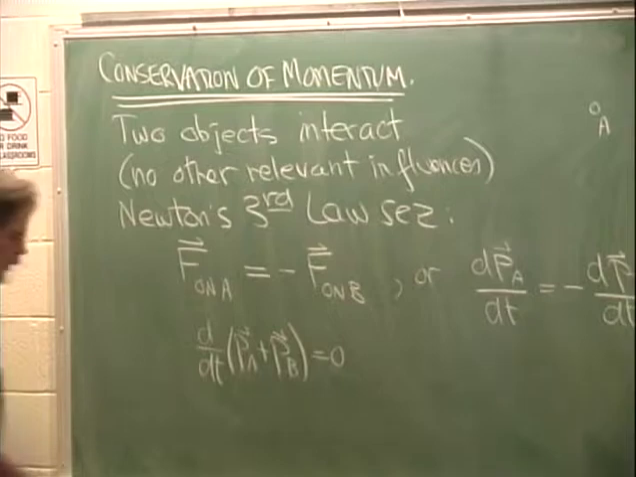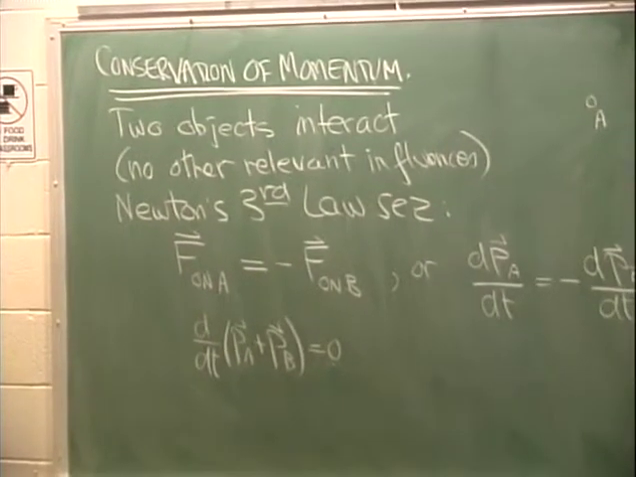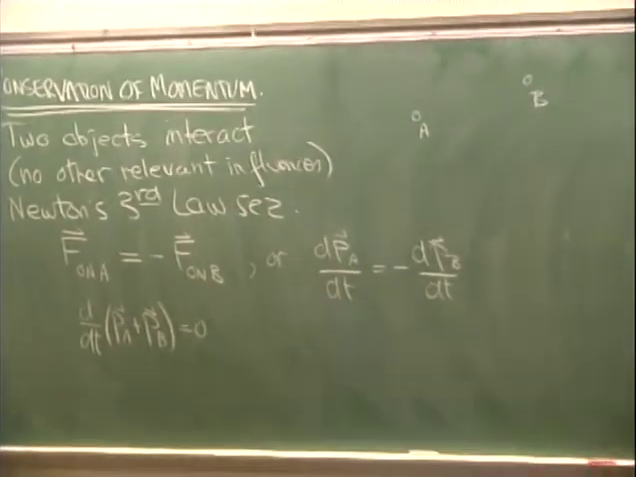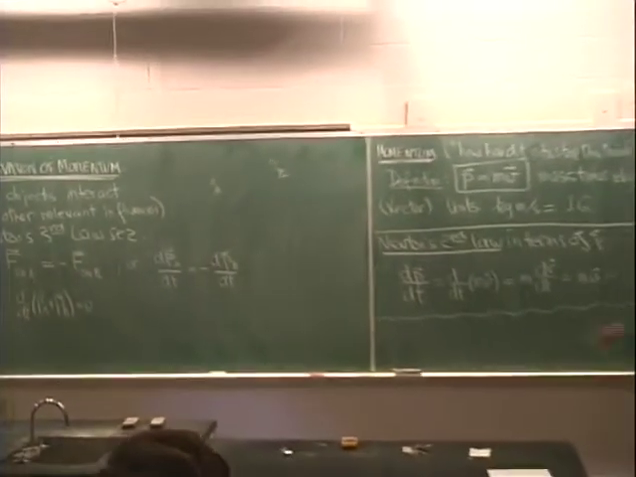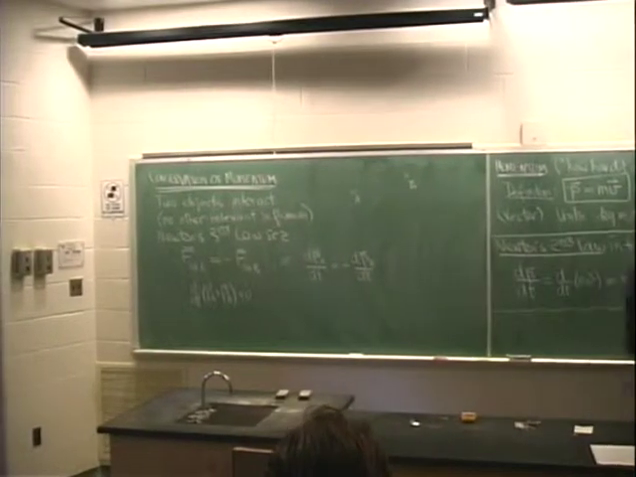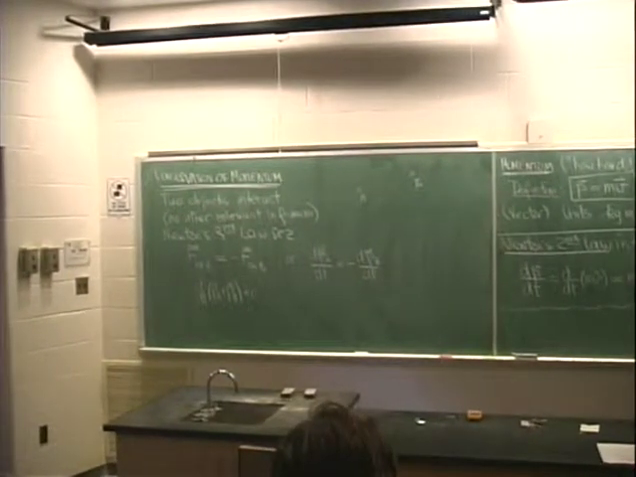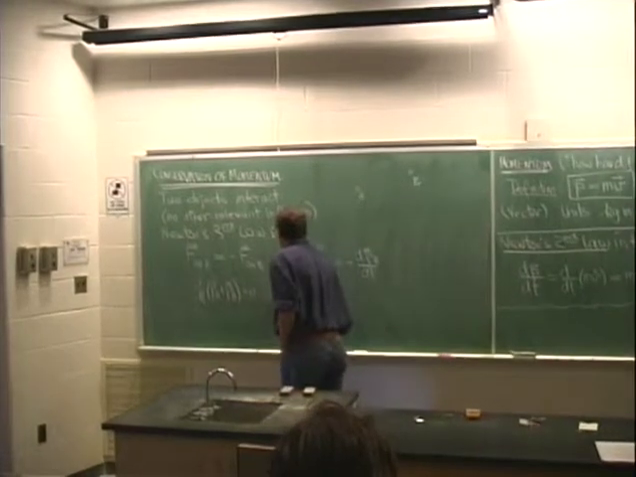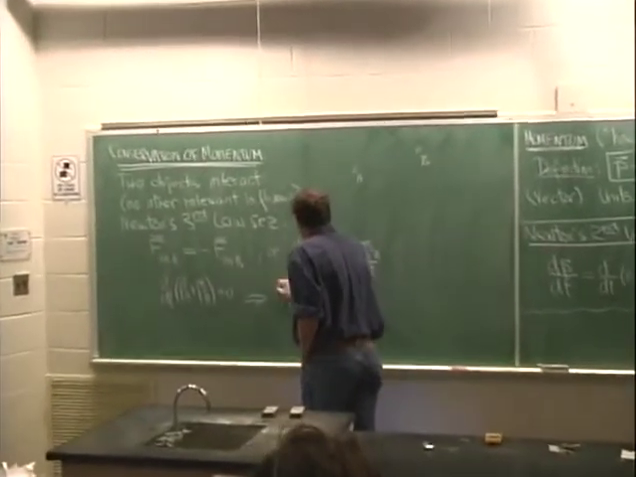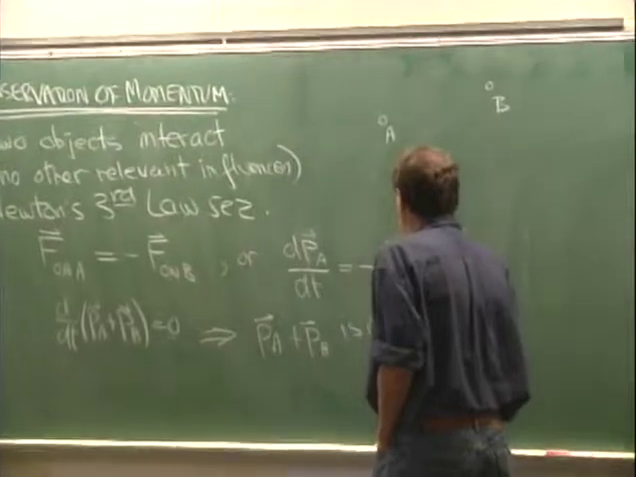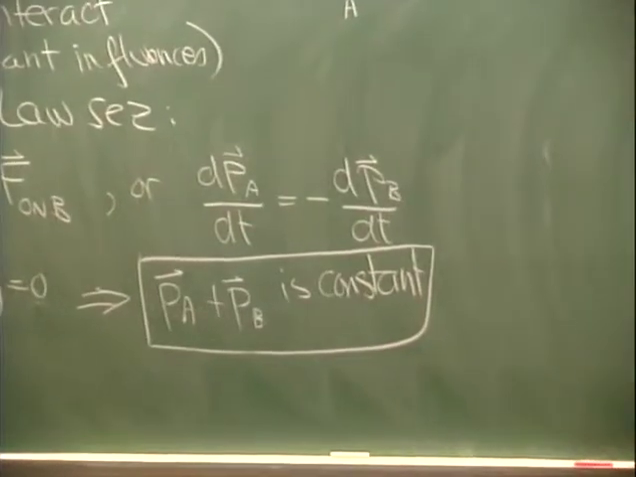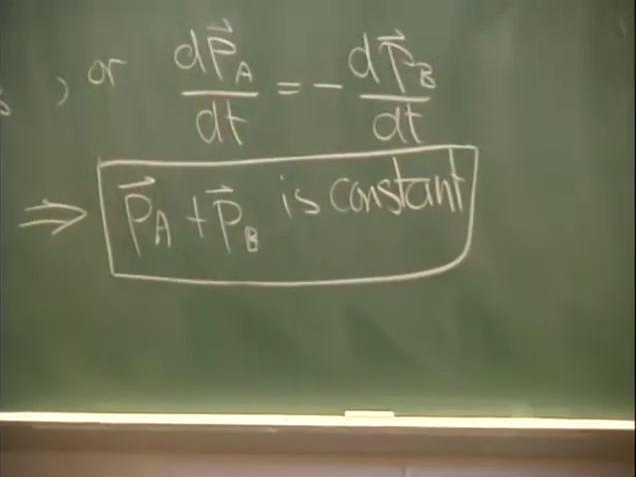What does it tell you if I say that the derivative with respect to time of some quantity is equal to 0? It's constant, right? It's not changing at all, because this is the rate of change of the sum P A plus P B, and it says that the rate of change of that sum is equal to 0. So the sum of those two is constant, it's not changing. P A plus P B is constant. Or, as we would say in a little bit fancier language, the total momentum is conserved.